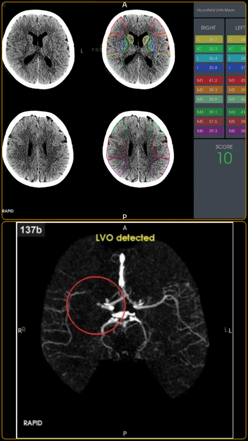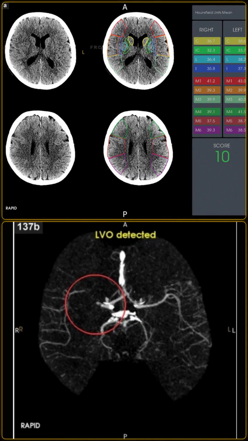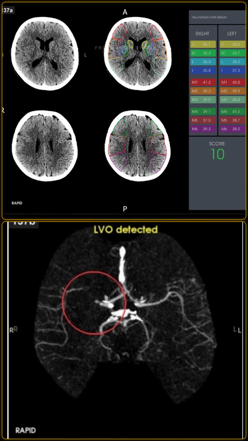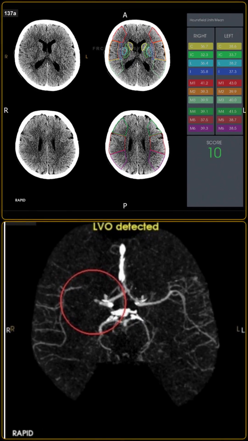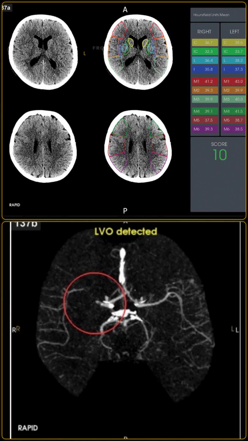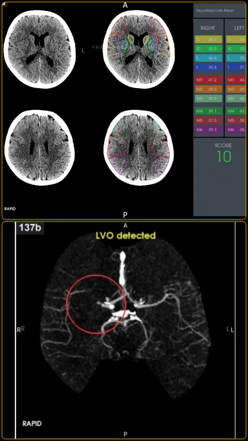Explain the Alberta Stroke Program Early CT Score system and its clinical utility. Okay, the ASPECT system is a 10-point quantitative tomographic score used to assess early ischemic changes in the middle cerebral artery territory. The MCA territory is divided into 10 anatomical regions, 7 axial sections, and 3 subcortical structures: caudate, lentiform, and internal capsule.